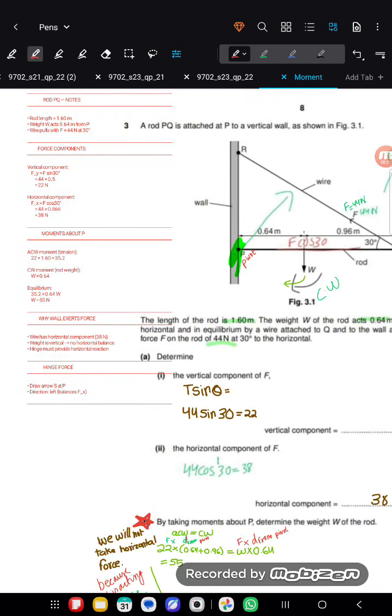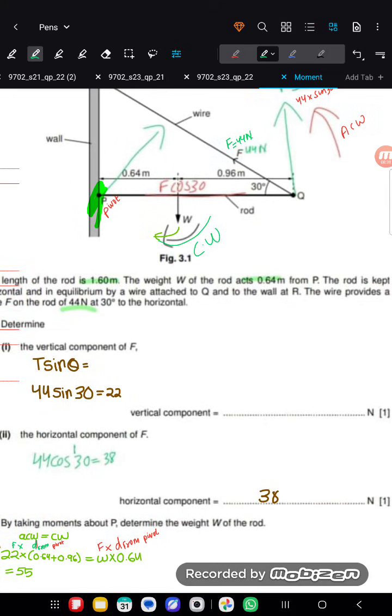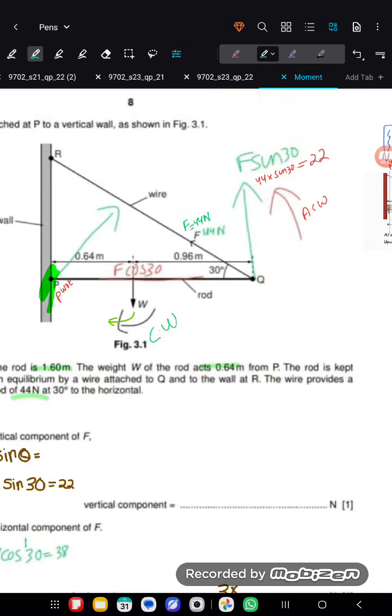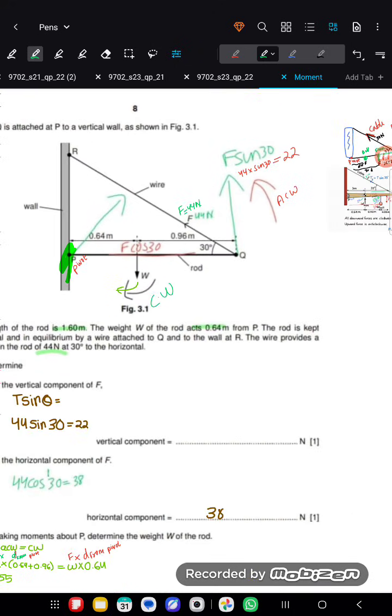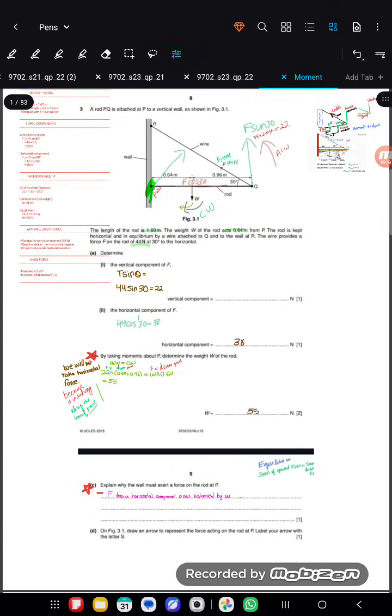Downward force, especially, we say it is clockwise. Downward force is actually like a clockwise force, and upward force we take as anti-clockwise always. Downward force we take as clockwise, and upward force we take as anti-clockwise.